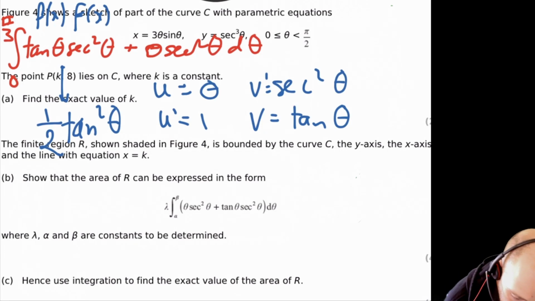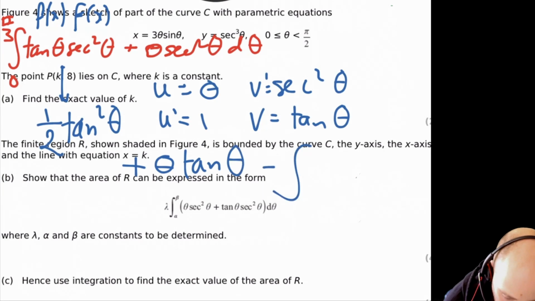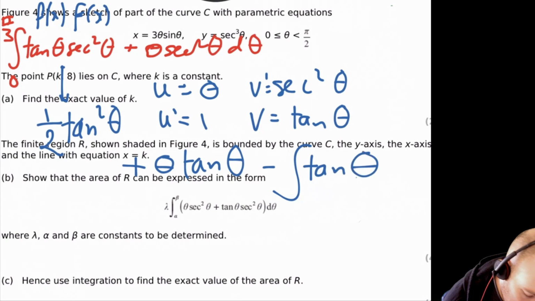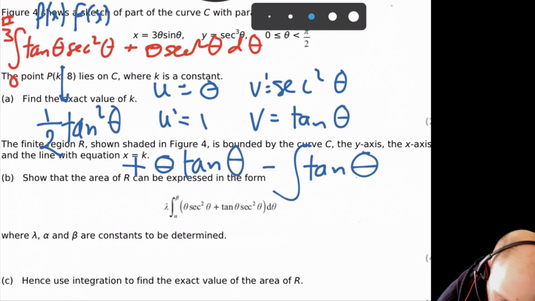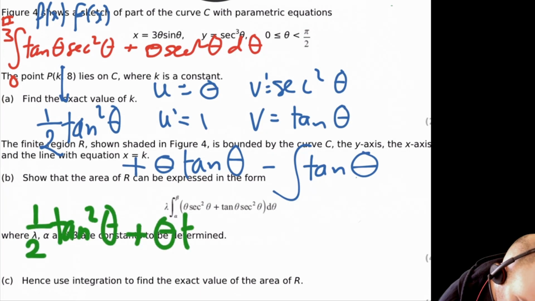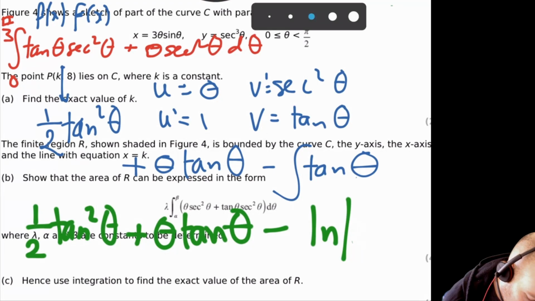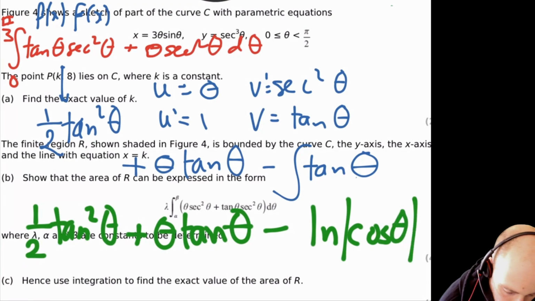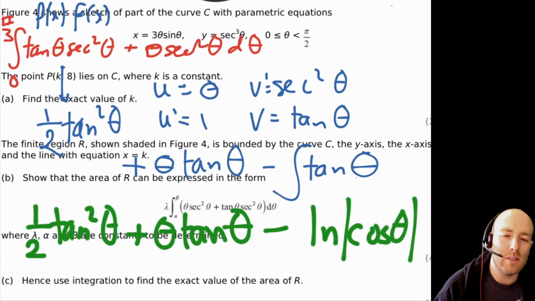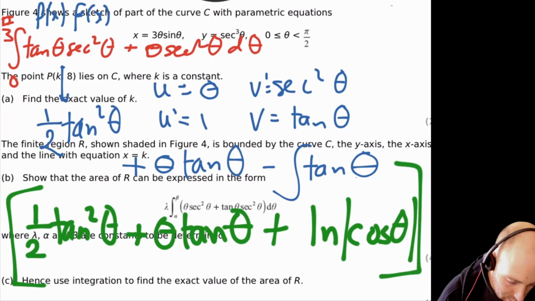So if we put it all together, uv is going to be plus theta tan theta minus the integral of v du dx, minus the integral of tan theta. So our final answer is going to be half tan squared theta plus theta tan theta minus ln cos, I think, this one. And it is positive, isn't it? Cos differentiates, no, it is negative, so we get plus there. So that's my integral. We need to put in 0, pi by 3.